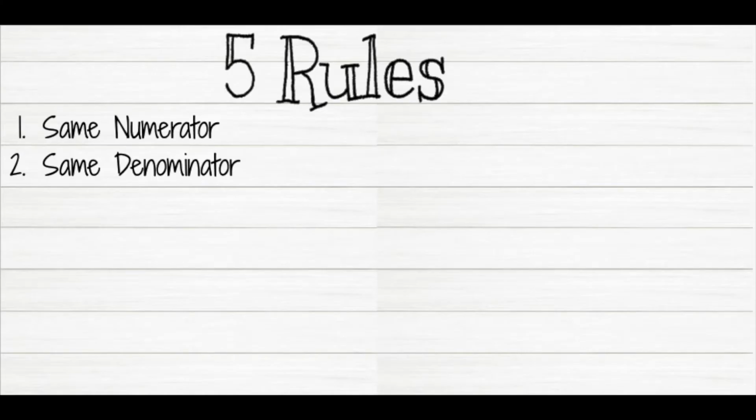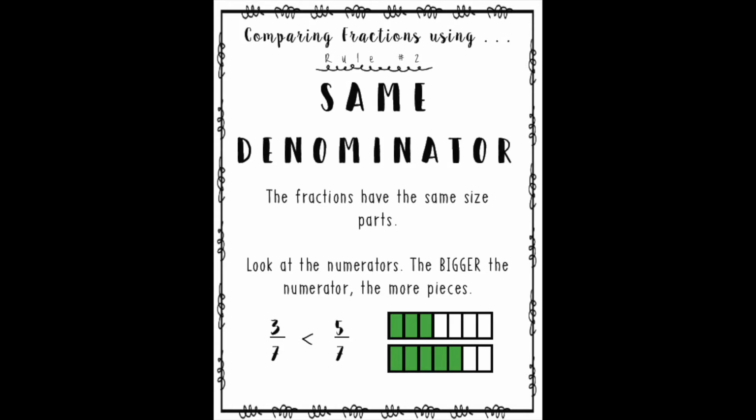Rule number 2 is same denominator. So when comparing fractions with the same denominator, these fractions have the same size parts. So you want to look at the numerators. The bigger the numerator means it has more pieces.